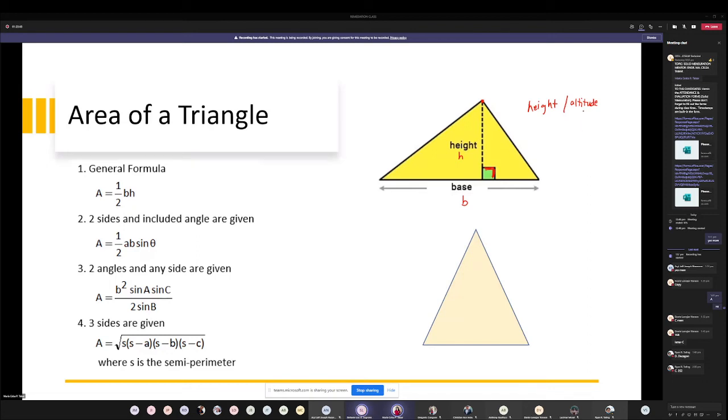Height or altitude. You cannot have a height that is drawn this way. This is not a 90-degree angle. So this red line segment is not the height of the triangle. It's just a line segment connecting the vertex and the opposite side. The height should be perpendicular to the base.